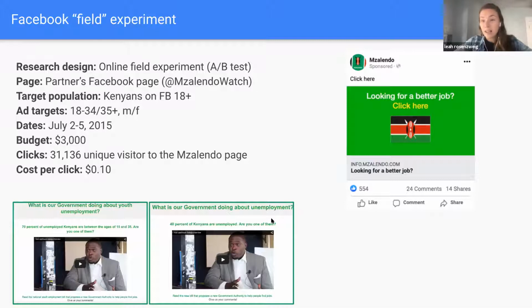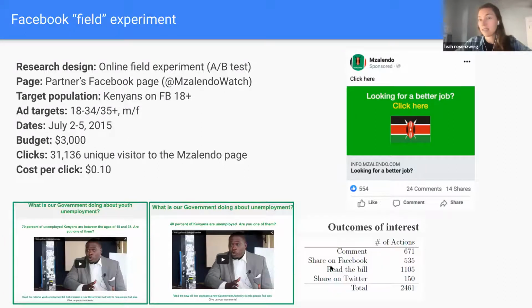And so here it was not at all trying to get people to take a survey, but rather an online field experiment to see how these different kinds of framings mattered in terms of getting people to comment below. There was an option to add your comment to the website, share the link to the website on Facebook, read the actual bill in Parliament, and share on Twitter.